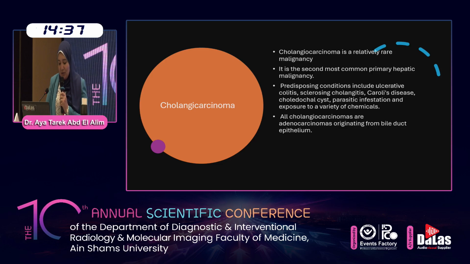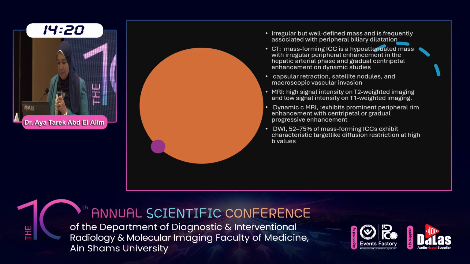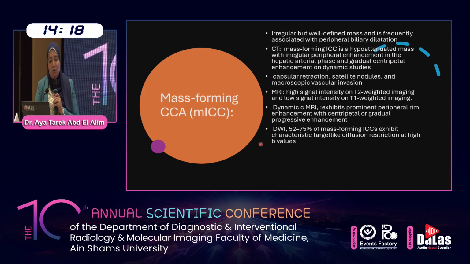It's adenocarcinoma type. As regards its growth pattern, we have first mass forming and periductal, as well as the intraductal growth. The most common form is the mass forming. It's irregular and has certain criteria in CT.